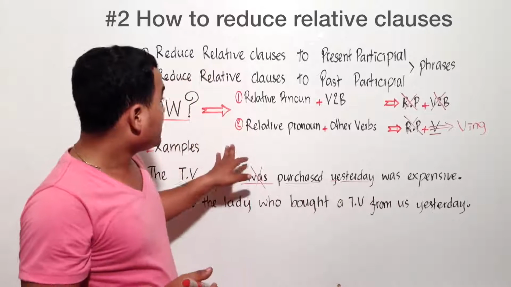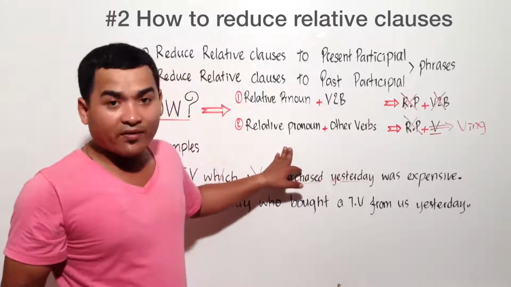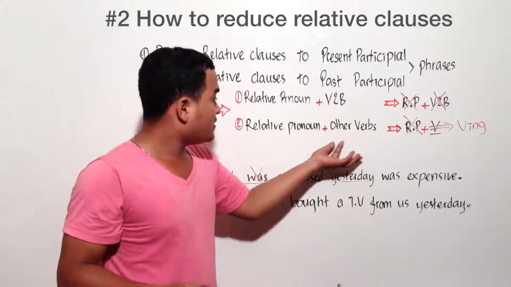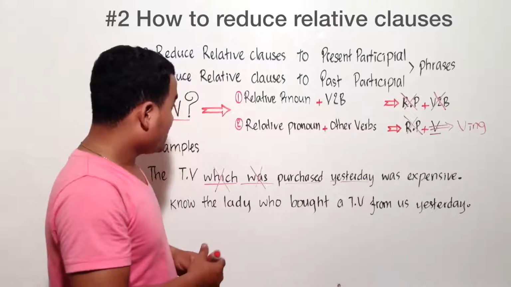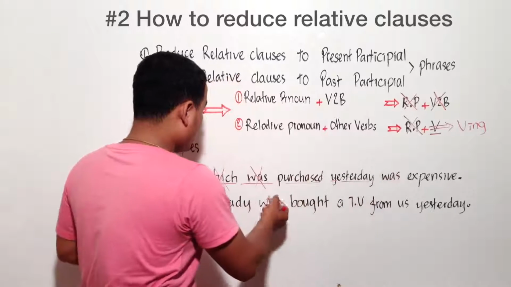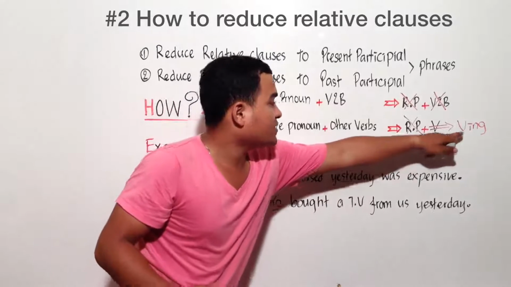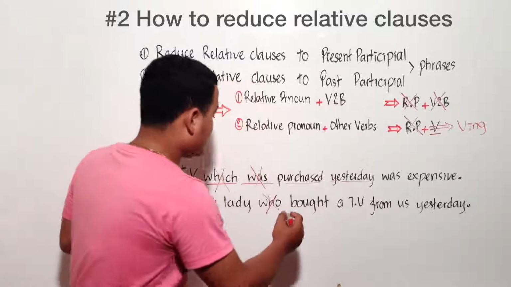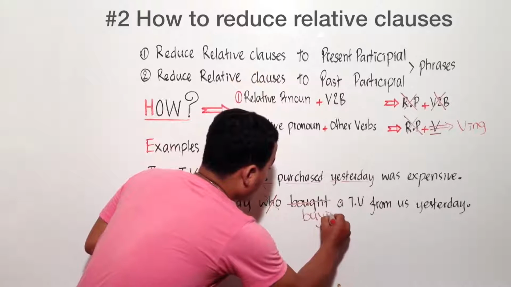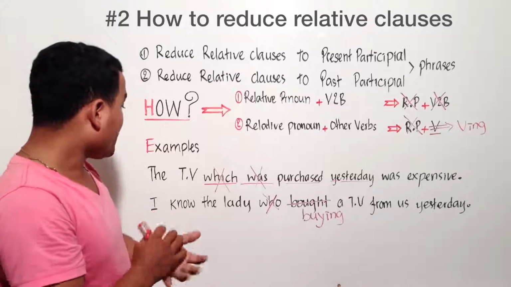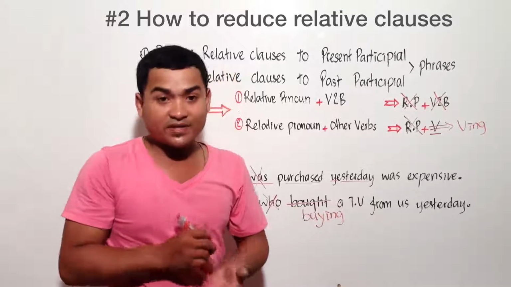And in order to reduce this type of relative clause, you have to remember the basic form. When the relative pronoun is followed by a main verb which is not a verb to be, you have to remove the relative pronoun and then change the verb to the basic form and then add ing. So bought is going to change to buy and then add ing. So it will be: I know the lady buying a TV from us yesterday.